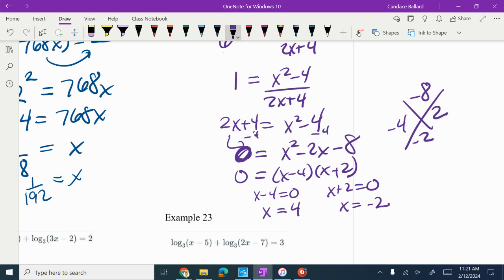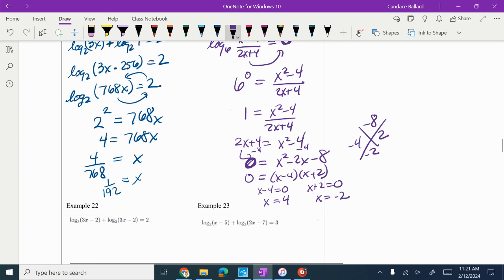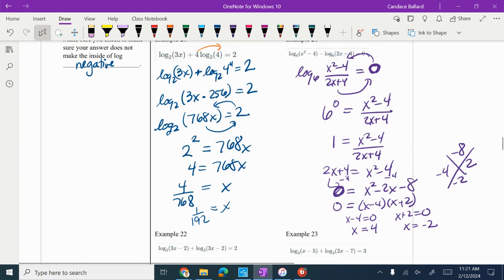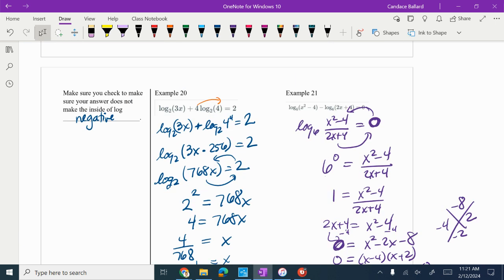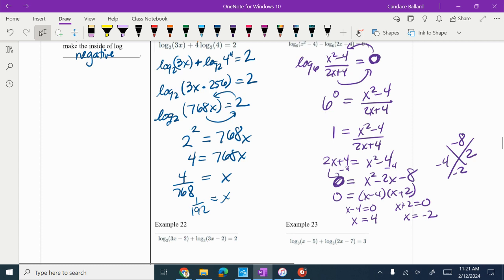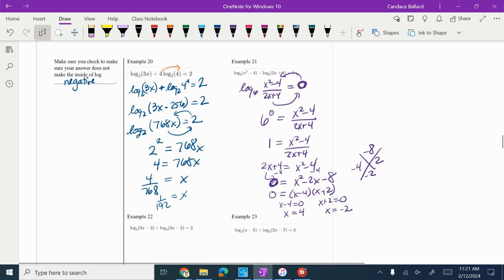It's right there already. I've got a lot of them today. Okay, all right. So we have to be careful because remember we just said out here in the left-hand column, we can't have a negative answer inside. So I really need to test my answers, okay?